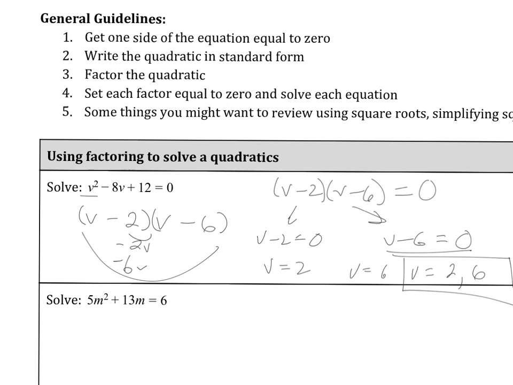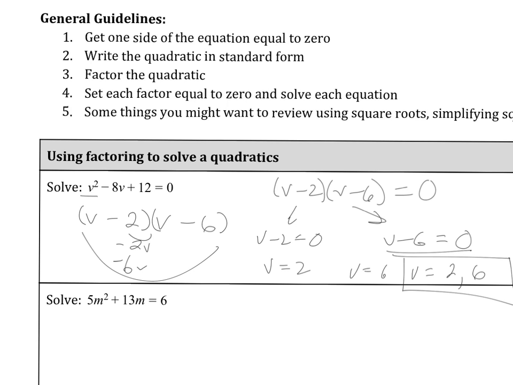The other thing I just want to point out is once you pick v equal to 2, take 2 squared minus 8 times 2 plus 12. On your calculator, do that. You better get 0. Then take 6 squared minus 8 times 6 plus 12. It'll be 0. So both these numbers work in the original problem.